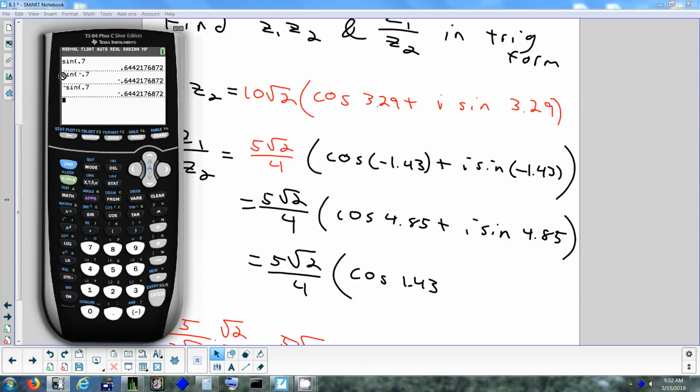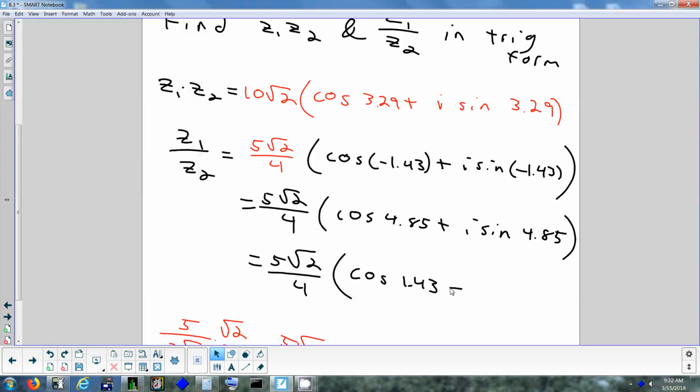So you could do that here. Instead of plus i sine negative 1.43, you could make it minus i sine 1.43. And the point there is just to get rid of the negative in the argument. All of these answers are acceptable. You just have to look if the directions are specific about having negatives or not.